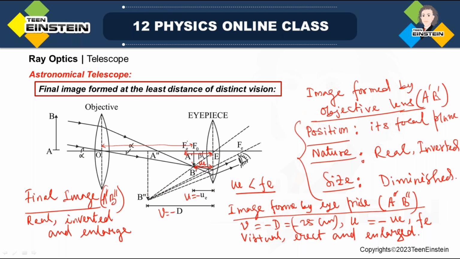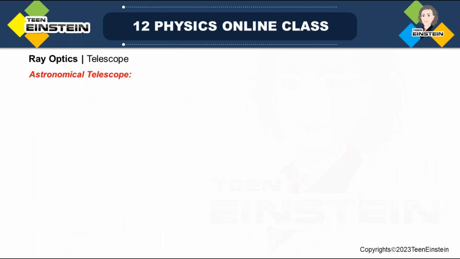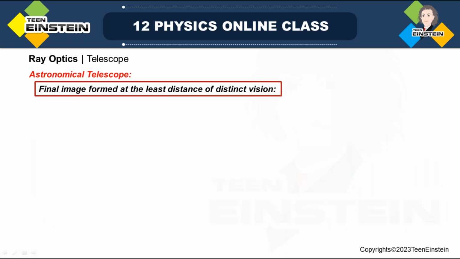Okay, so when we see a distant object, astronomical object, we see this inverted image of that, which is enlarged and real in nature. Okay, and see, there are two settings. So the first setting is this one. The image will be formed at least distance of distant vision. Now see what is the magnification in this case, when the least distance of distant vision image is formed.